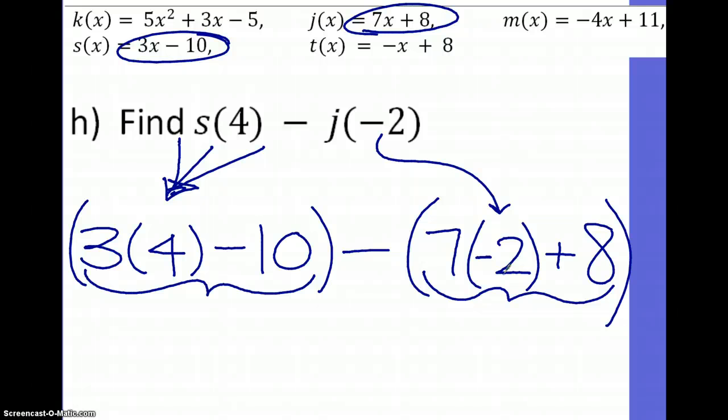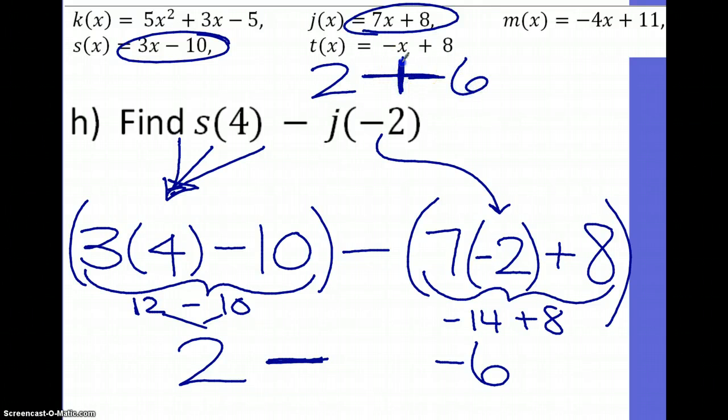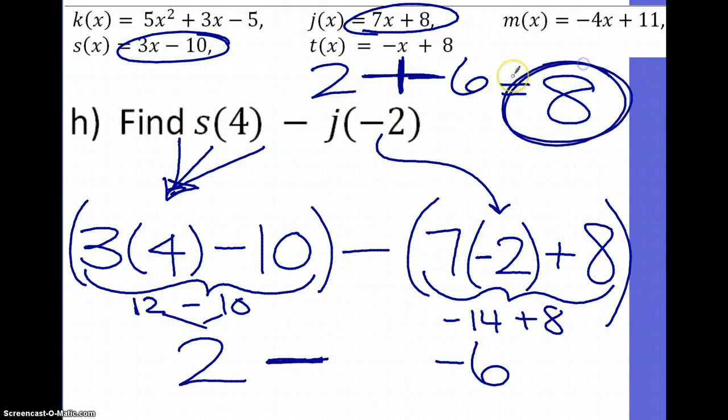We're going to do 3 times 4, which is 12 on this one, minus 10. So here we have the number 2. Take away. 7 times -2 is -14 plus 8. -14 plus 8 is -6. And so if we're subtracting a -6, that's the same as 2 take away -6 is the same as adding 6, which means that we have an answer of 8.